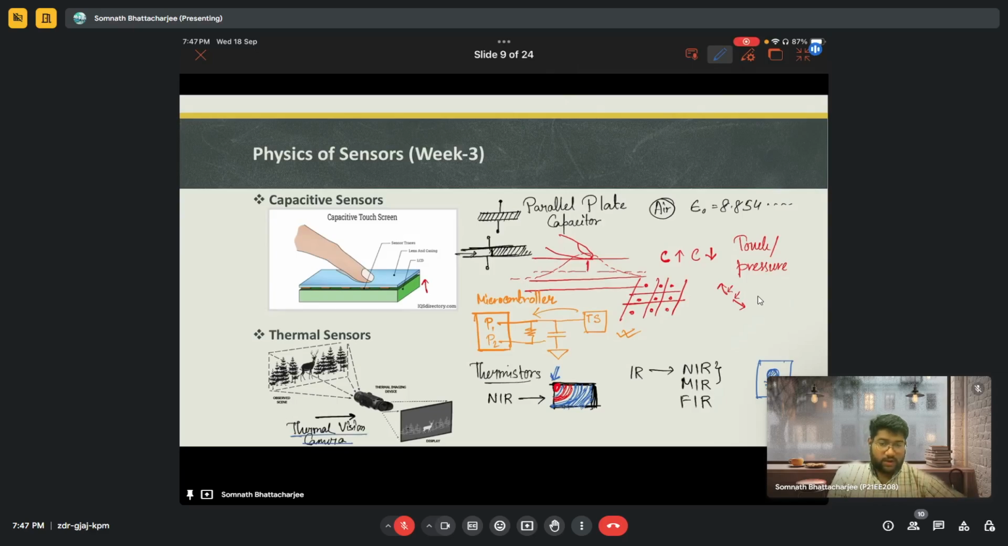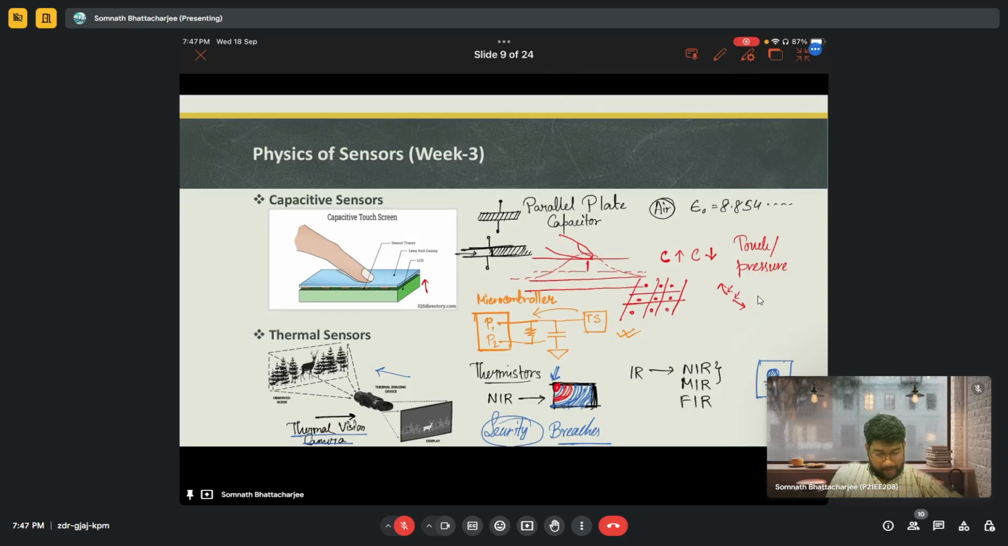So a thermal vision camera has daily life usage, like capturing animals based on thermal vision. Similarly, it is being used for security reasons as well, to detect security breaches or those kinds of things.